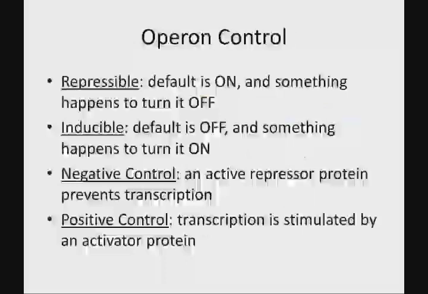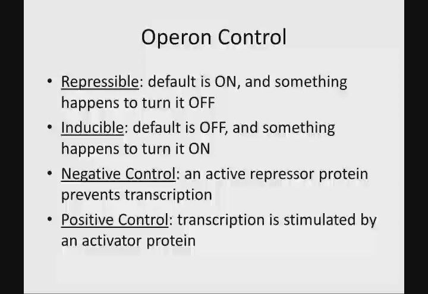Now, the operon, any operon, can be defined a couple different ways. So operon control can be repressible, meaning that by default, expression of these genes is on, and then something has to happen to turn them off. It can be inducible, meaning the default is off, and that something has to happen to turn them on.